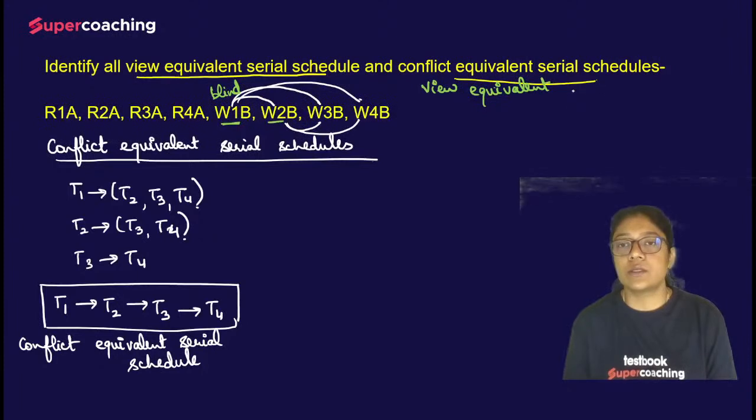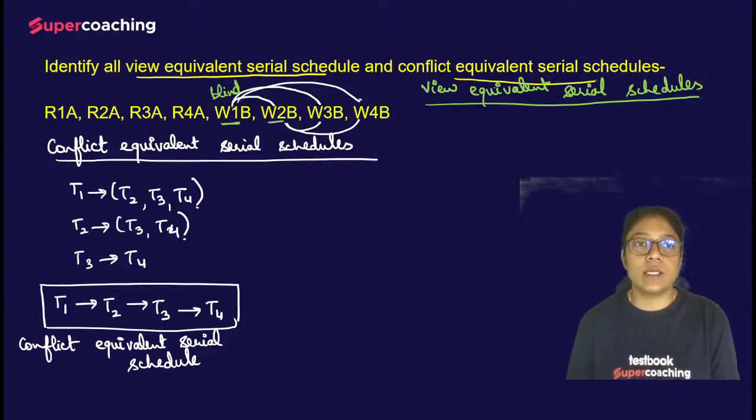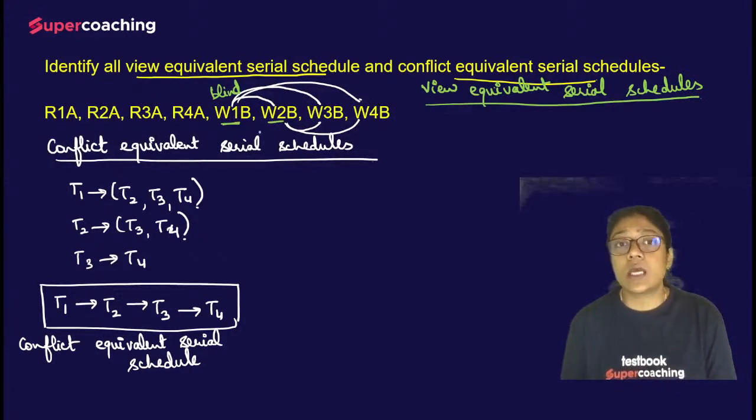What are the steps to find out the view equivalent serial schedules? That is the initial read, final update and WR sequence. यहाँ पे there is a WW sequence possible, no RW or WR sequence possible. So first of all, no WR sequences possible here.